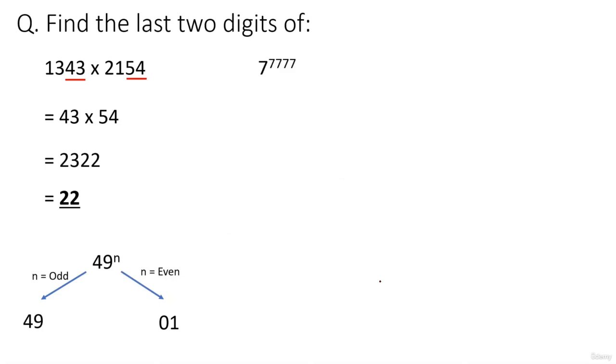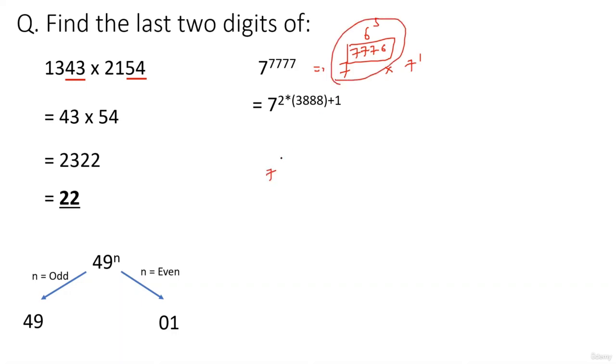Okay, let's solve a couple of questions based on this. First one, 7 raised to 7777. We first split this as 7 raised to 7776. In the first step I write 7 raised to 7776 multiplied by 7 raised to 1. Now this, if you know, is nothing but 6 to the power 5. So basically this entire thing is nothing but 7 raised to some even number multiplied by 7 raised to 1.